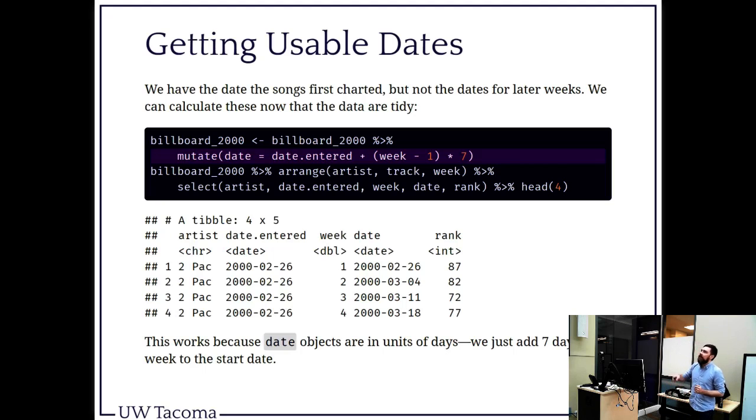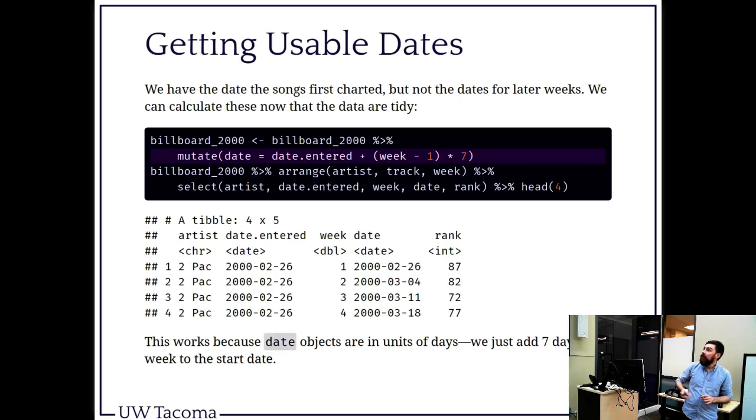What I do here is I say my Billboard 2000 data, mutate. The date is going to be date.entered plus the current week minus 1 times 7. It is a date object. Date objects are numeric, but their units are in days. So if I want to add a week to it, I just multiply the week minus 1 because it starts in week 1. So if I want to see 7 days later, what date it was in its second week, week minus 1 is 1, add 1 week times 7 adds 7 days. That's 7 days after the date that it entered.